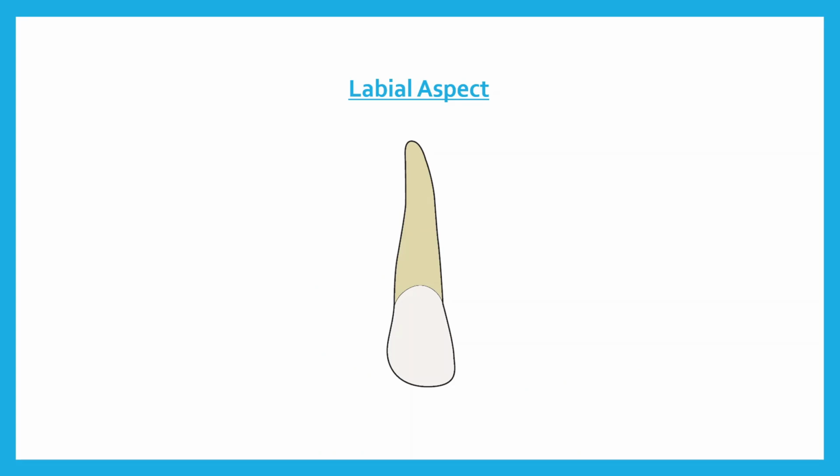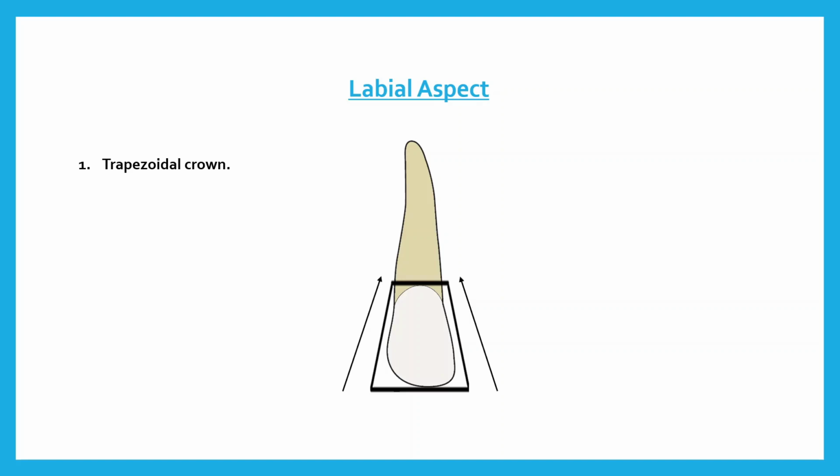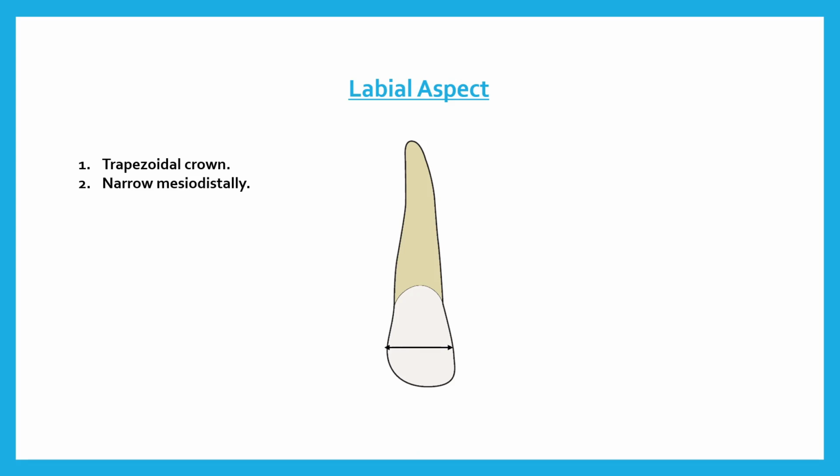Just like the maxillary central incisor, the crown of the second incisor appears trapezoidal in shape, with a larger base incisally and a narrower base cervically, so it tapers towards the cervix. The crown of this tooth is relatively narrow mesiodistally and shorter cervico-incisally than the maxillary central incisor.